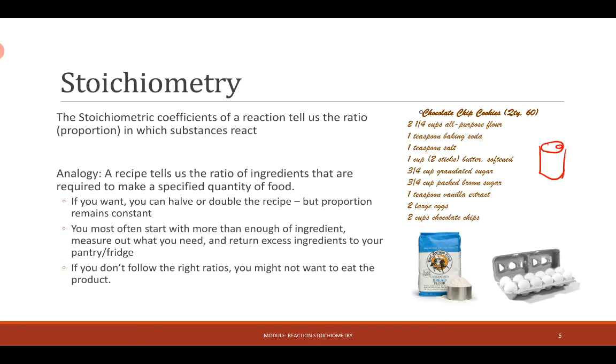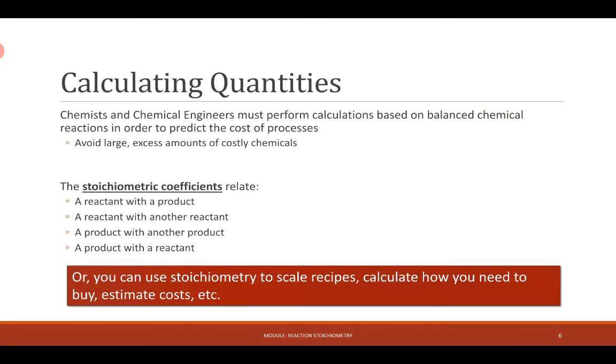So you have to follow these ratios. And it's the same for our chemical equations. We follow the proportions outlined by the coefficients in our chemical equation. So our stoichiometric coefficients will relate a reactant to a product, a reactant to another reactant, a product to another product, or a product to a reactant. We're always picking pairs of things to compare, always comparing two things at a time.